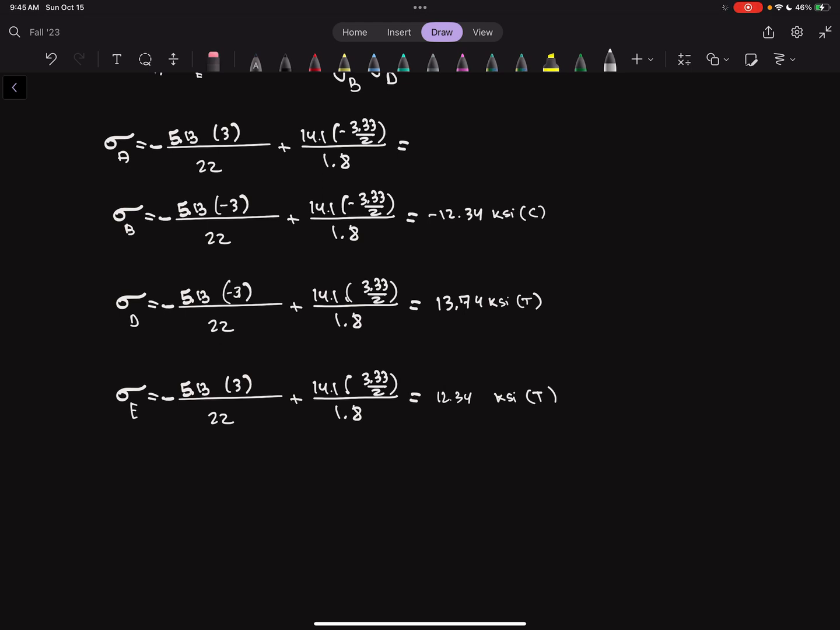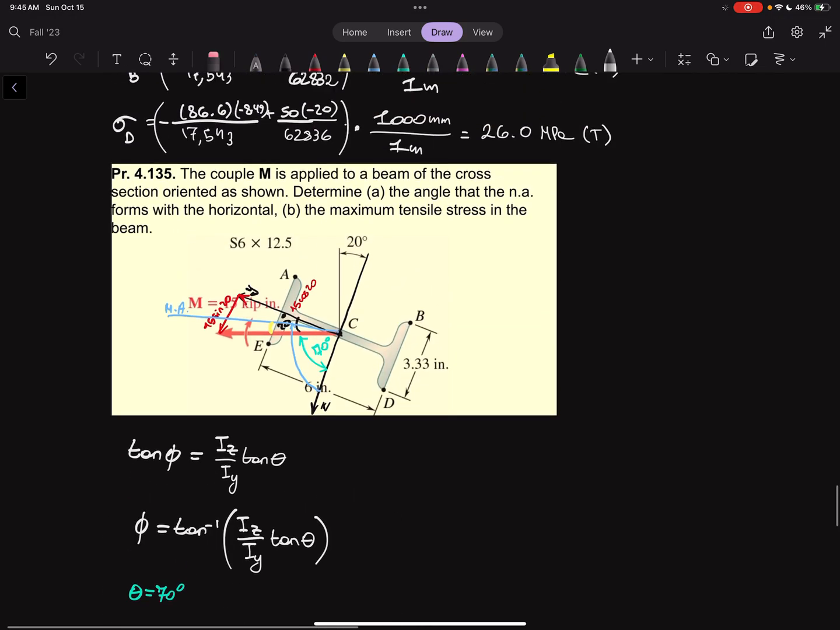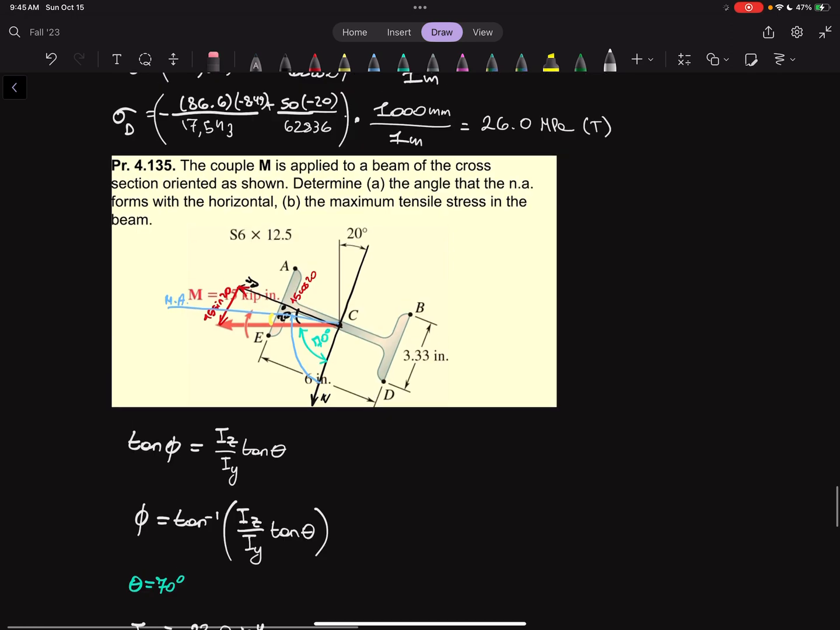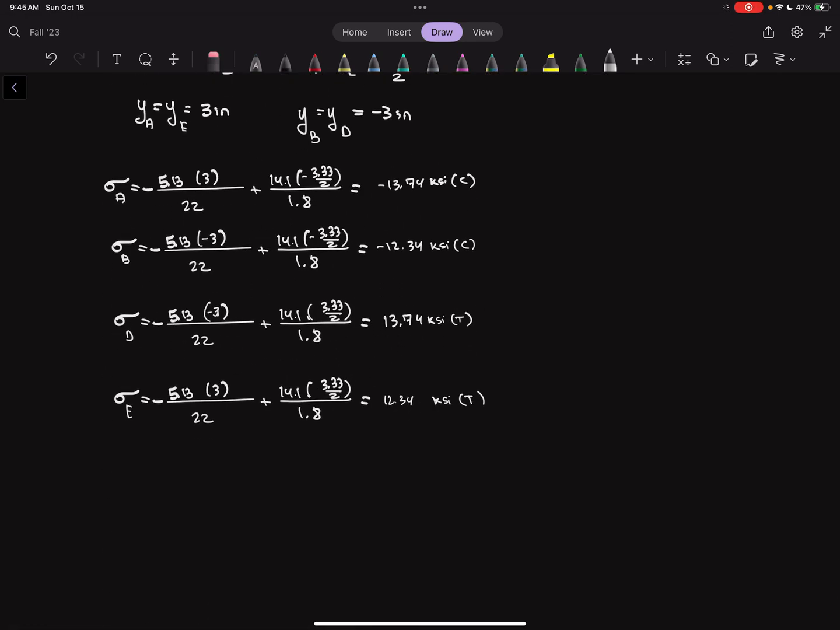And that's going to give me another, I did something wrong. Oh, we're going to have a negative there. So I'm going to take this, copy, paste it, and we're going to have a negative here. Minus 13.74 KSI. This is going to be in compression. So what is the max tensile stress in the beam? The maximum tensile stress in the beam is this one at point D.